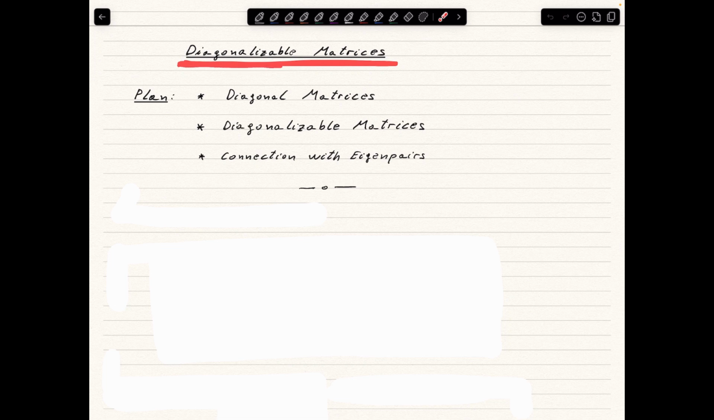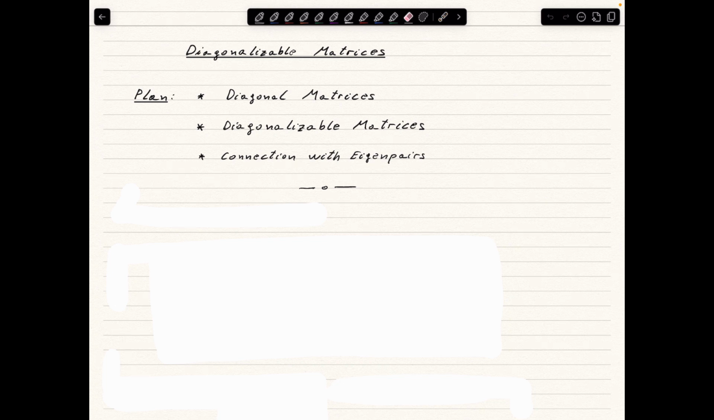We are going to start our video by introducing a particular type of matrices, which are called diagonal matrices. Then we are going to introduce the diagonalizable matrices, and we are going to end the video with a very interesting connection between the diagonalizable matrices and the eigenvalues and eigenvectors of those matrices. So that's the plan for today.